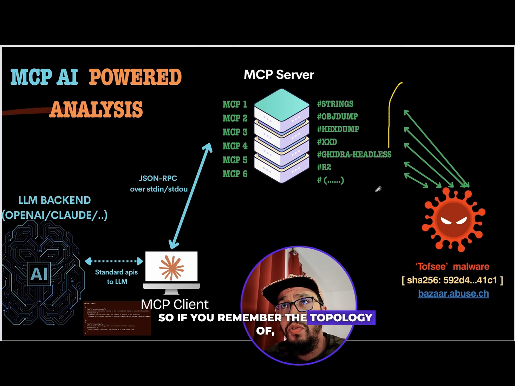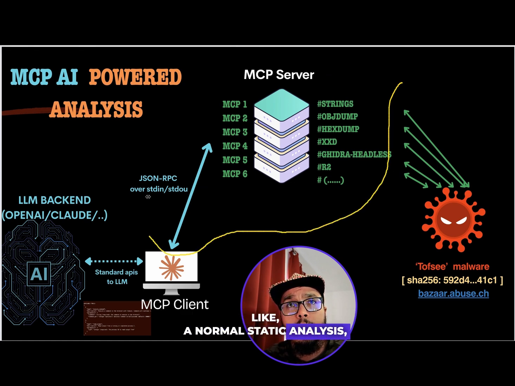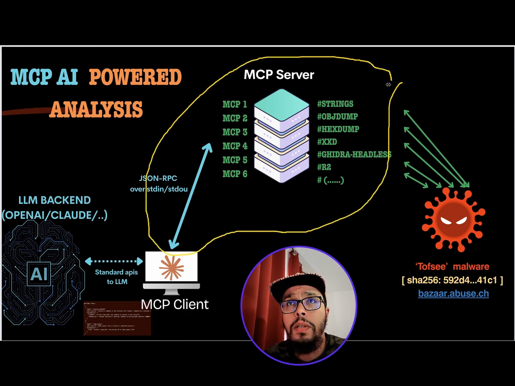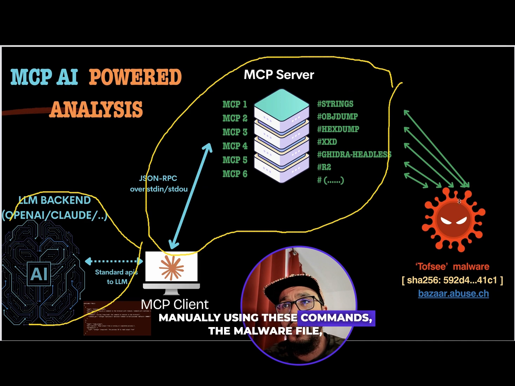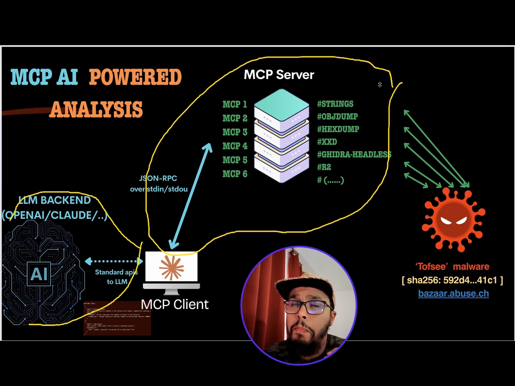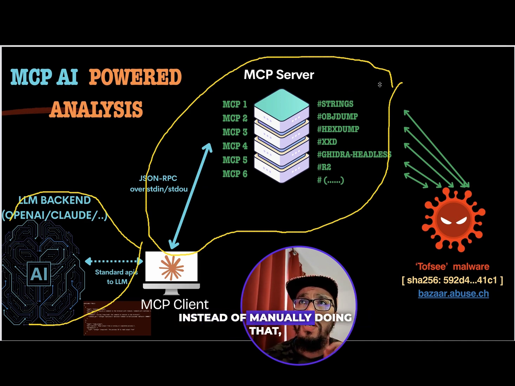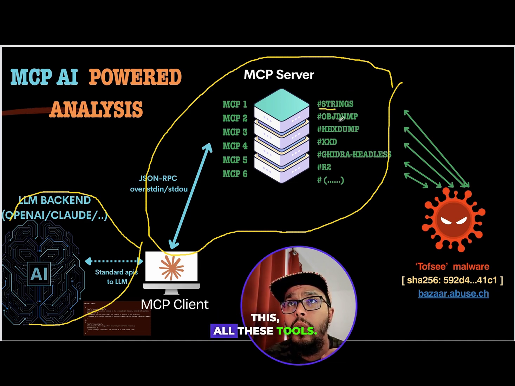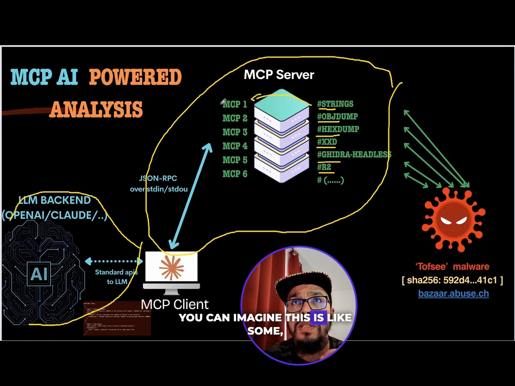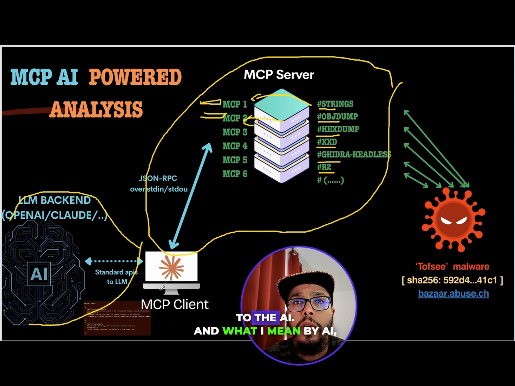So if you remember the topology of a normal static analysis, we didn't have this, so we introduced this, but also introduced this part. So actually before, we were directly analyzing the malware file manually using these commands. But this is the catch. Now, instead of manually doing that, we're gonna expose all these tools. This typical malware static analysis toolset, we will turn into basically MCP tools. You can imagine these are tools that we expose to the AI.